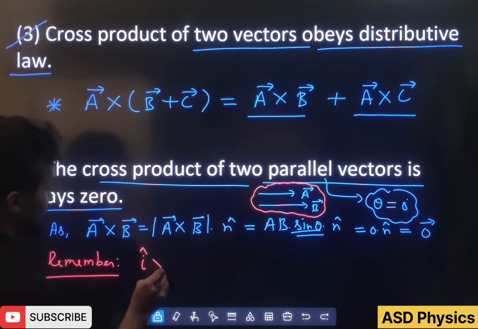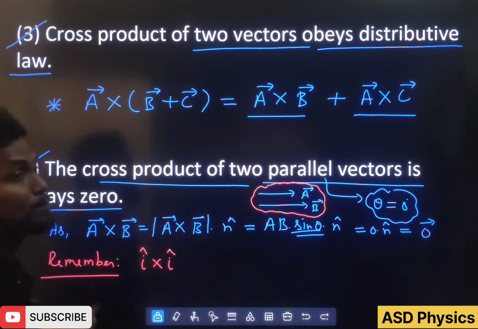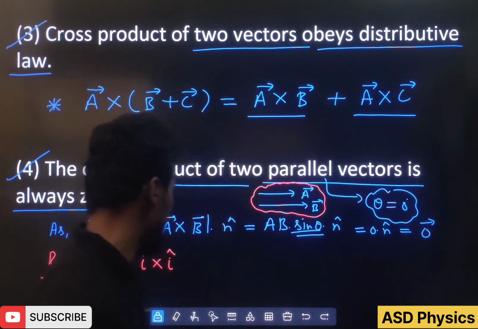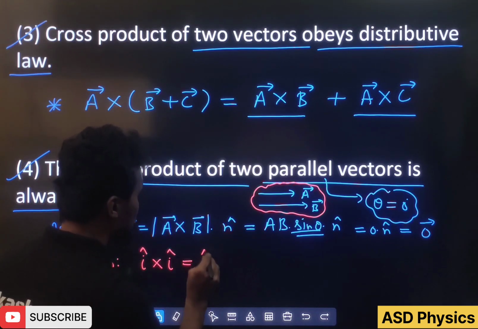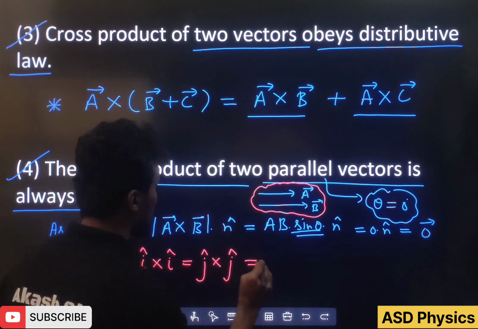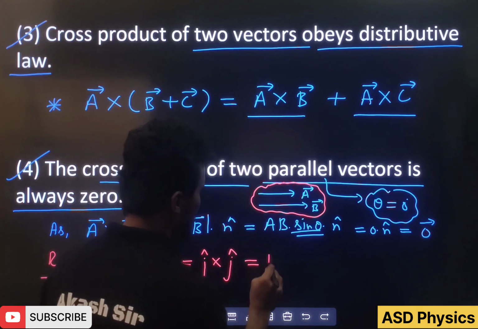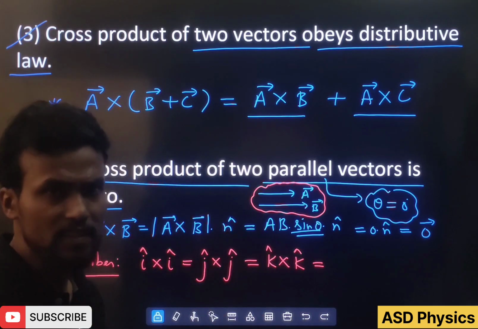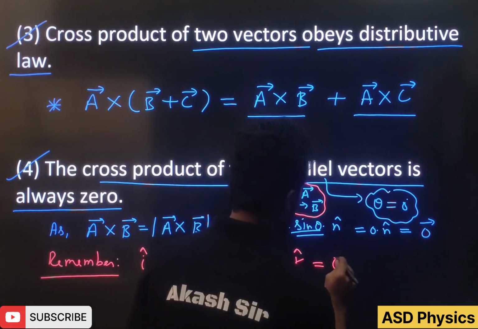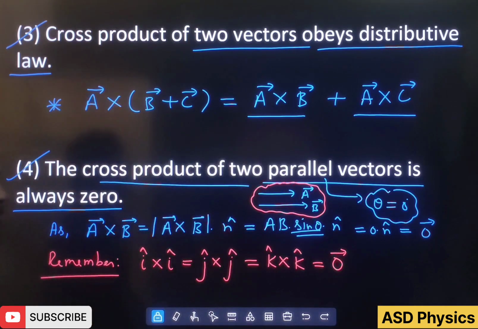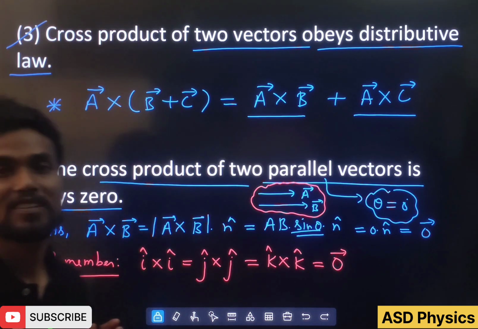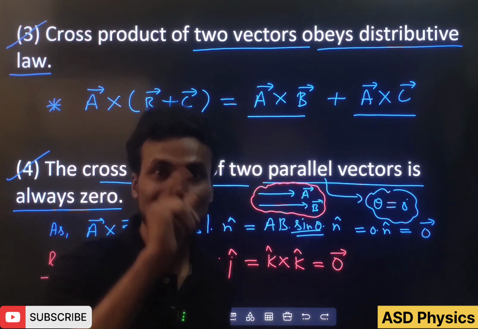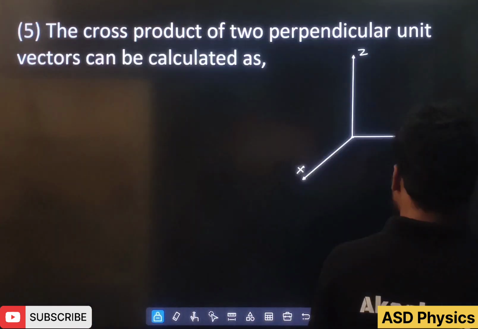See, if I am writing i cap cross i cap, this is the unit vector along x direction. Similarly, j cap cross j cap, the unit vector along y direction, and k cap cross k cap. Now they will all be which vector? Parallel vectors, correct? So they will make the null vector, we will write vector 0. So remember, whenever we do the cross product of two parallel vectors, their cross product will be 0. Okay, great. Next one, applications.